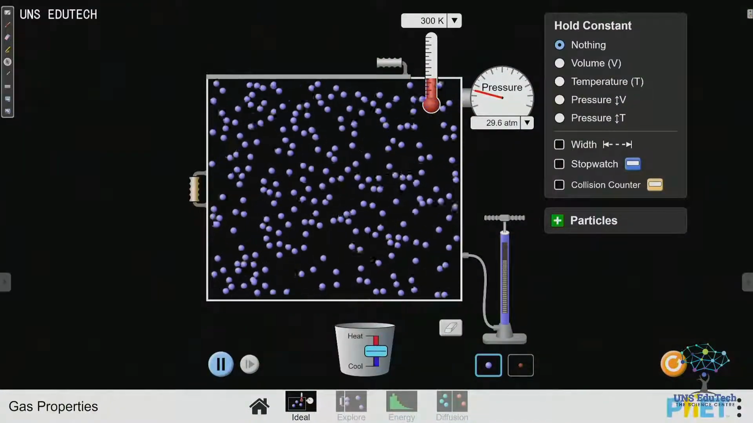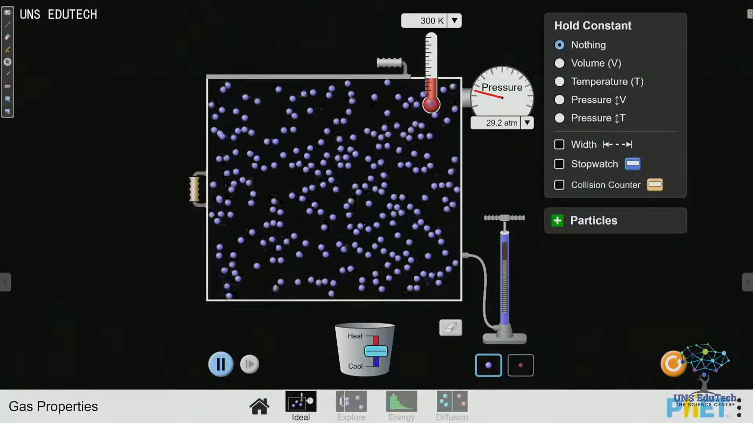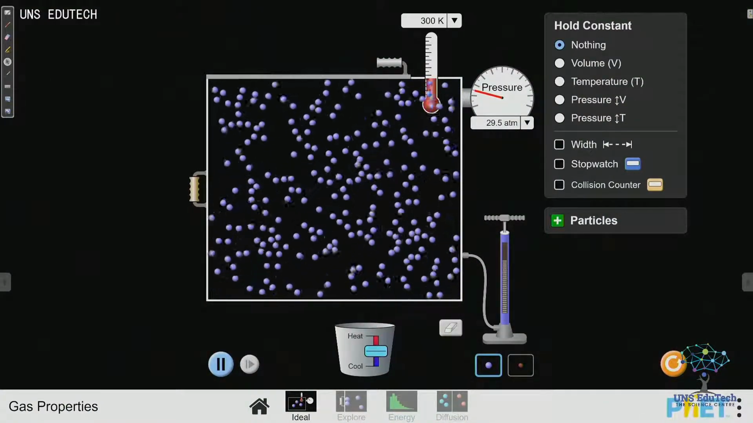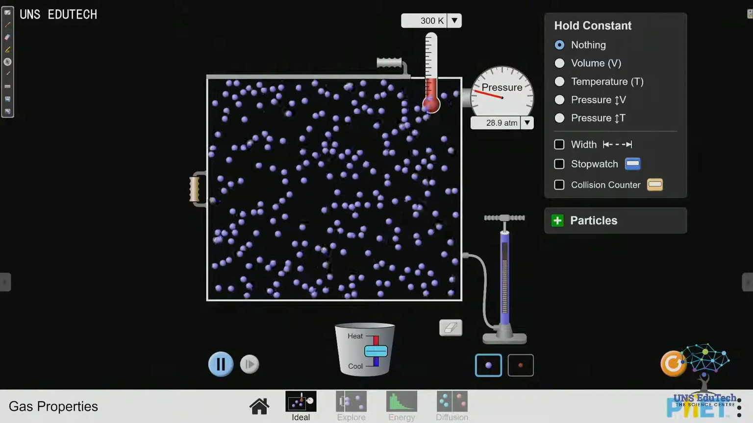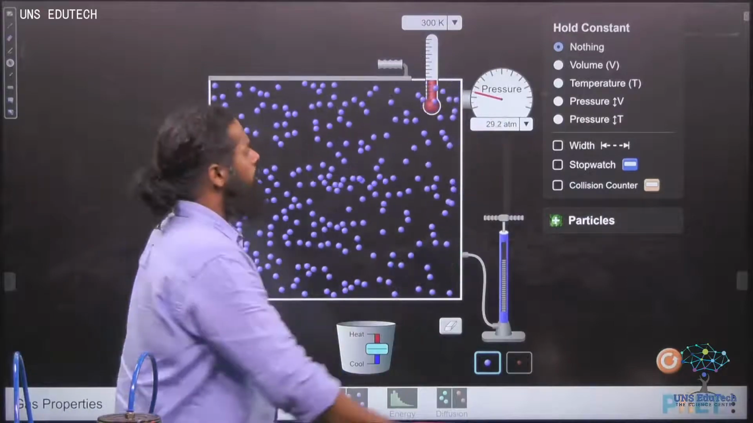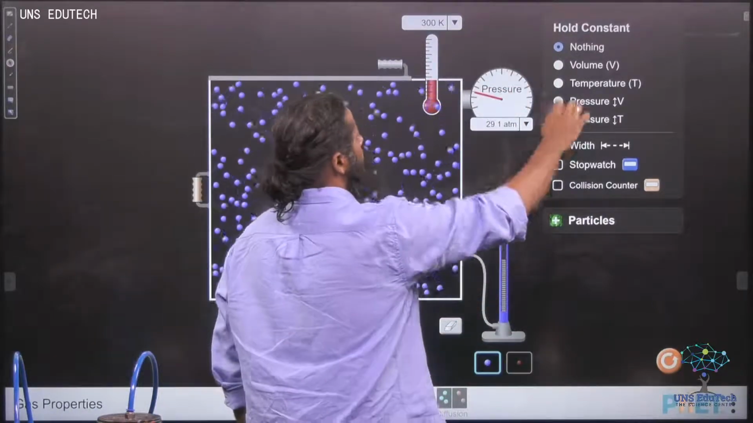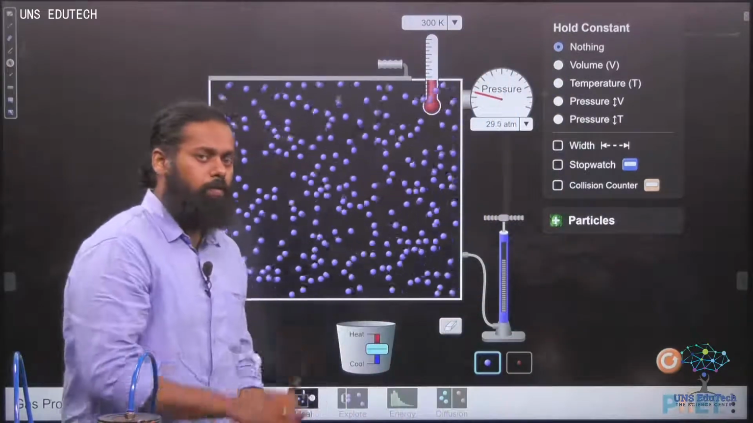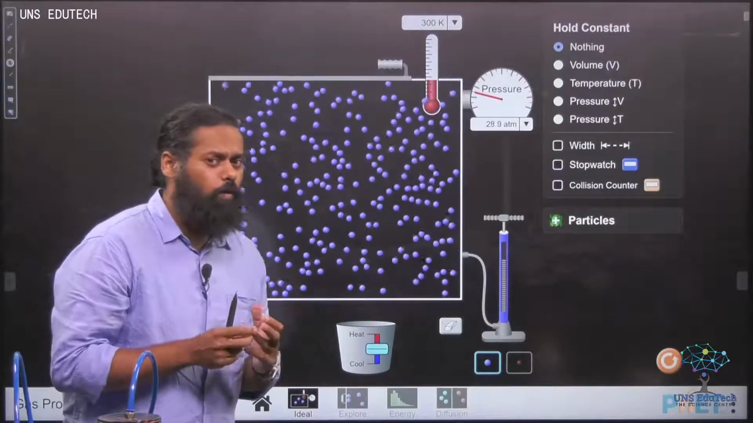Now, in this enclosed container, if I am increasing the temperature, I have a provision here to increase the temperature. If I increase the temperature, you have to look at the pressure gauge. See, here you can see there is a pressure gauge. So in the pressure gauge, what exactly is happening? You focus on that. Pressure, I hope all of you know the concept of pressure.